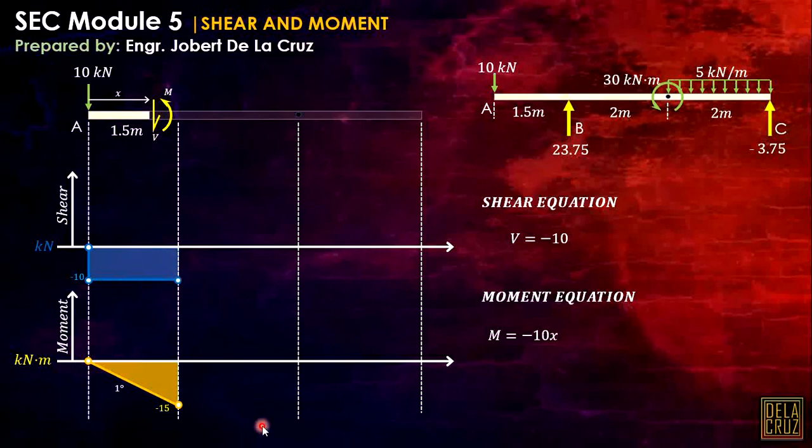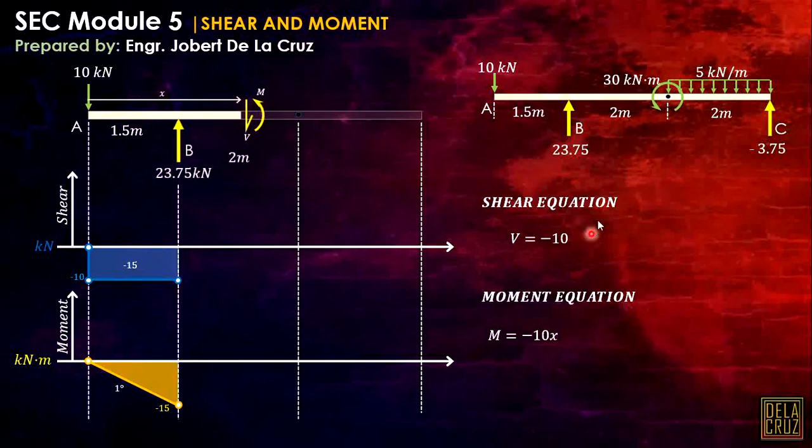Now, from the principle, if we calculate the area of the shear diagram, this is what we call the change in moment between 2 points. Right, the area under the shear diagram is the change in moment between 2 points. So that means this is the change here, or that is negative 15. Okay, now let's move to another segment.